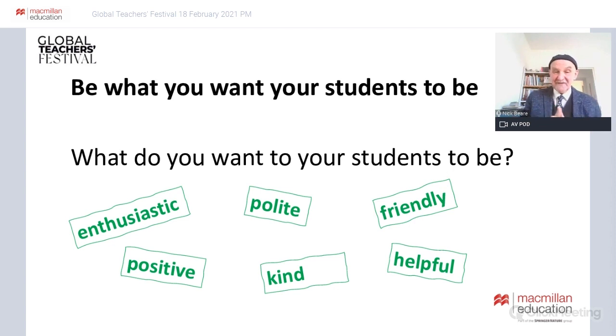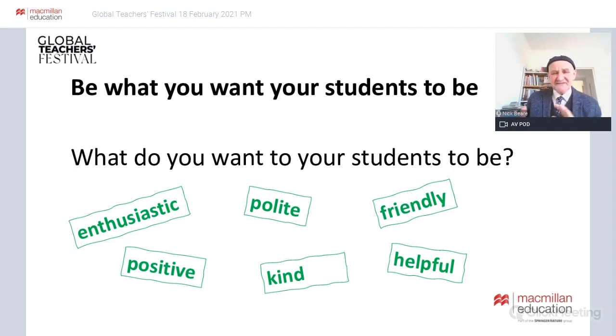Basically, if you want your students to be these things, then you have got to be those things. If you want your students to be enthusiastic, then you must be enthusiastic. If you want them to be polite, then you must be polite. Friendly, you must be friendly. Maybe not exactly in the same way. The way a teacher performs, of course, is different to the way that the students will perform. But it's the same idea about being positive, about being kind, about being helpful.